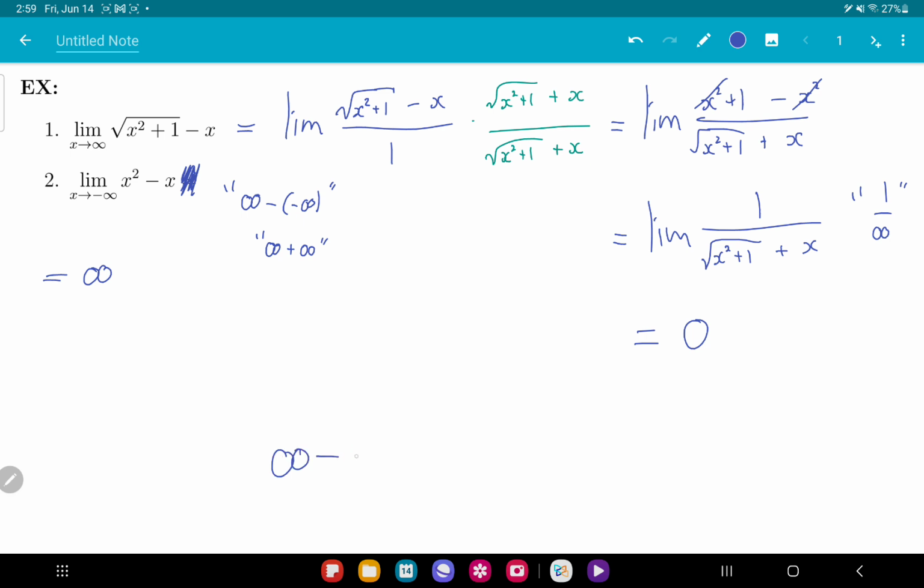Infinity minus infinity is strange because you have an infinity here in an epic battle with an infinity here, and I don't know who's going to win. That's why it's strange. But if I have infinity plus infinity, then there is no epic battle. These are buddies. They're working together for the good of the universe.